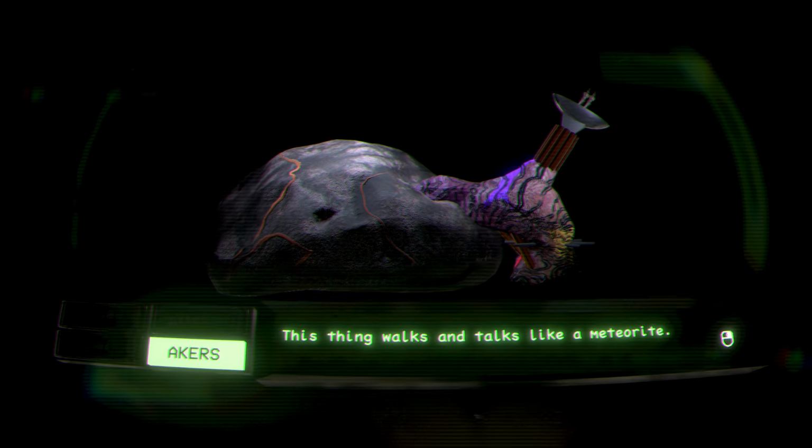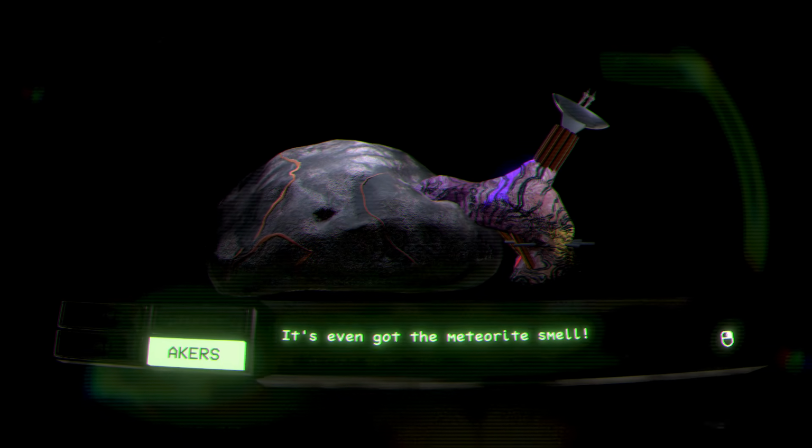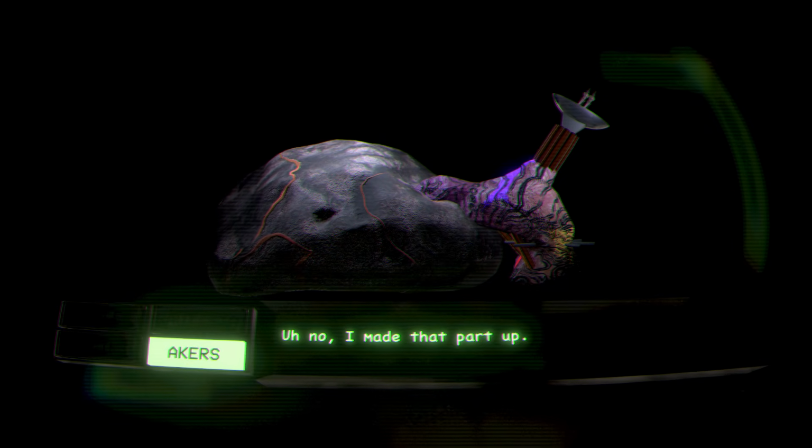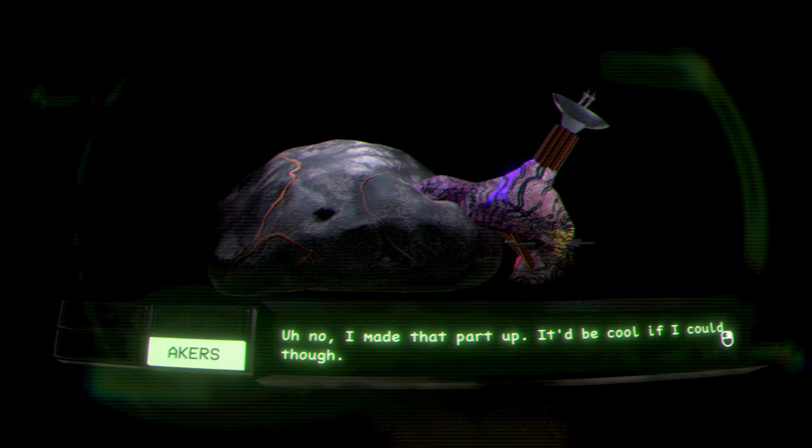Fine. This thing walks and talks like a meteorite. It's even got the meteorite smell. Sorry, Dr. Akers, you can smell meteors? No, I made that part up. It'd be cool if I could, though.